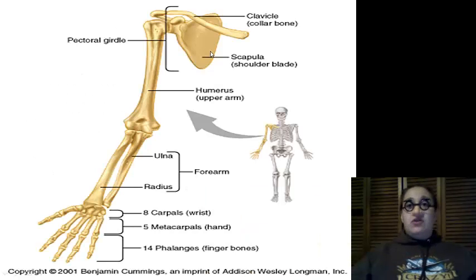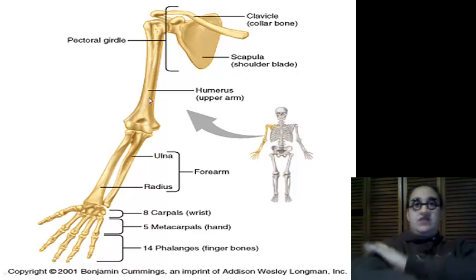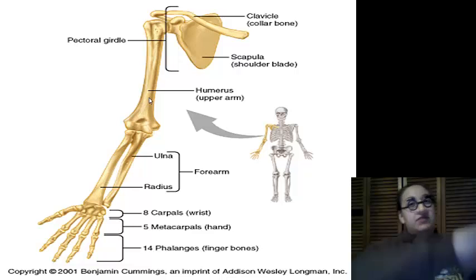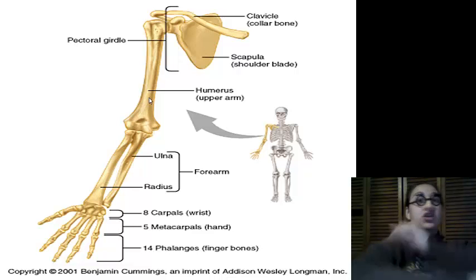Going from our girdle, going down, we have our humerus, which is this large bone of the arm. And that's why we kind of think it's funny when we knock our elbow, because it's humorous.